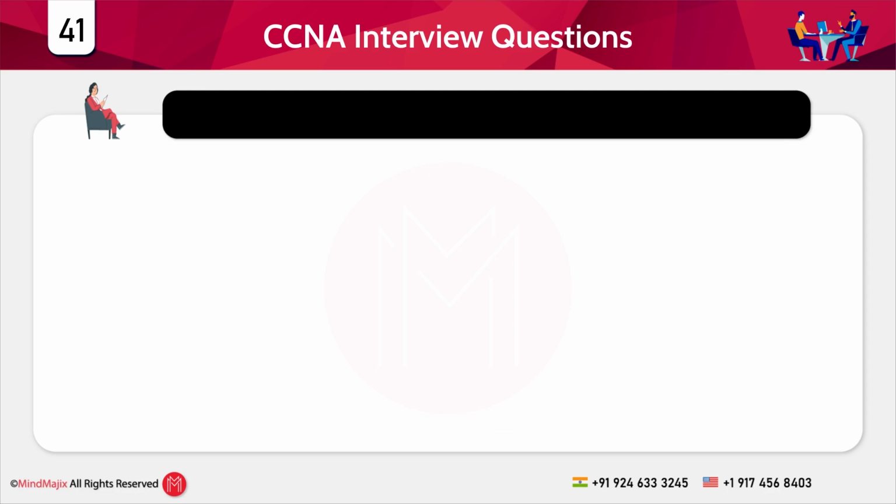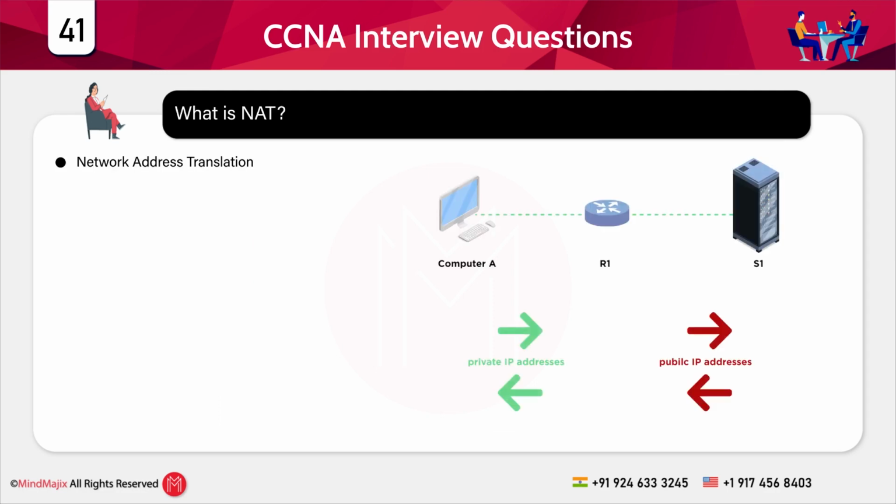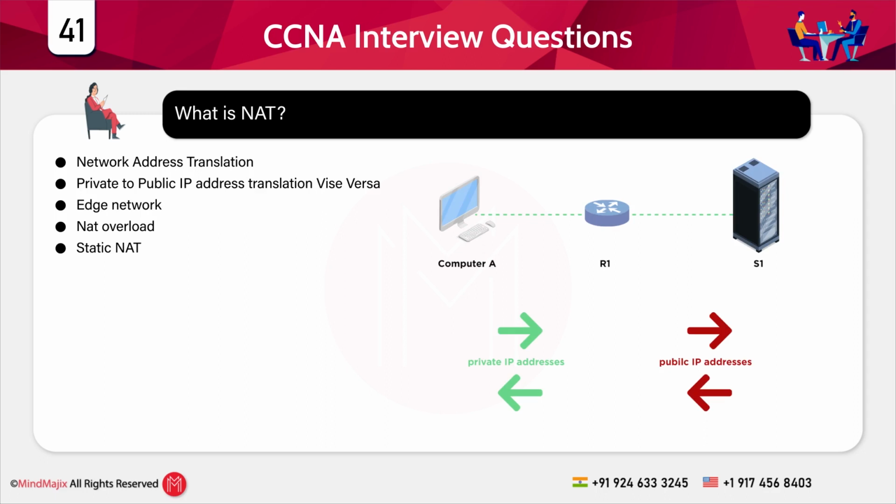Next important question in our discussion is NAT. It stands for Network Address Translation. Normally we use it for private to public IP address translation and vice versa. On the edge of the network, this service is normally implemented either on the router or a firewall. We have different types of NAT. NAT overload is normally used to access the internet. But for incoming traffic, especially if you have a public facing server, we use static NAT. We have dynamic NAT as well, but these two are the more common ones.